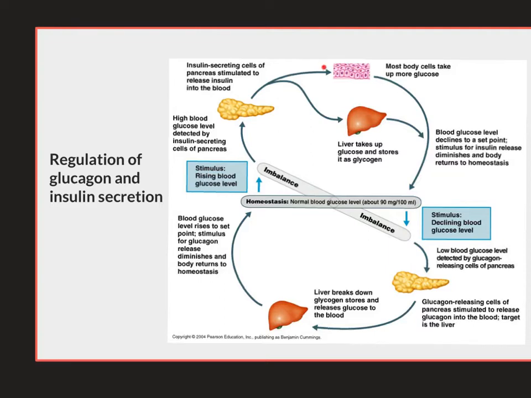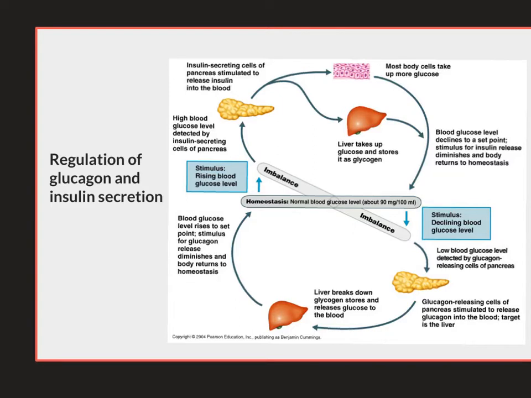Insulin is a carrier for glucose and therefore is going to increase the uptake of glucose into the body cells and also into the liver for excess glucose so that it can be stored as glycogen. As the glucose is taken out of the blood and into the cells and the liver, the blood glucose levels are going to decline back to the set point. Once it reaches the set point again, or homeostasis, this feedback mechanism is going to stop.